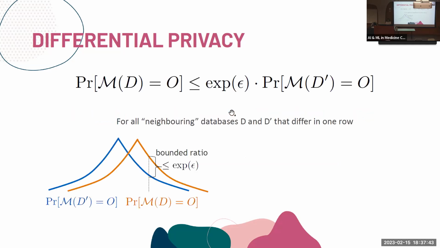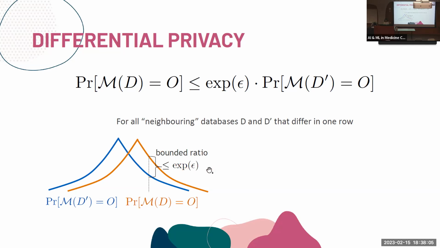And pictorially, what that looks like is if orange is the distribution of the outputs when your data set is D, and blue is the distribution of outputs when your data set is D prime, then these distributions should be very close, meaning that they have a bounded ratio.